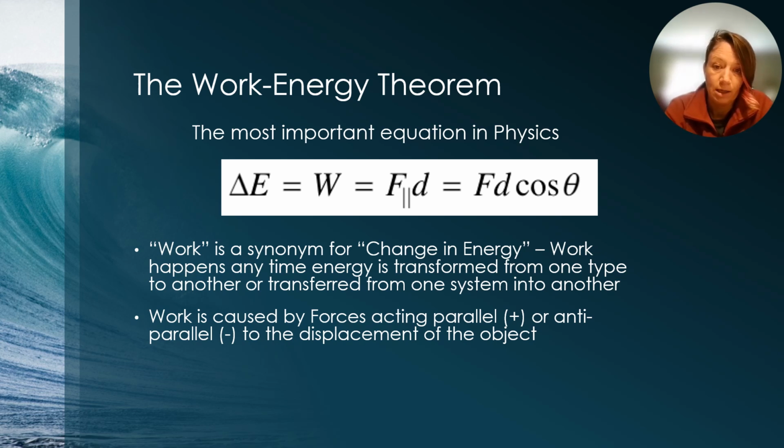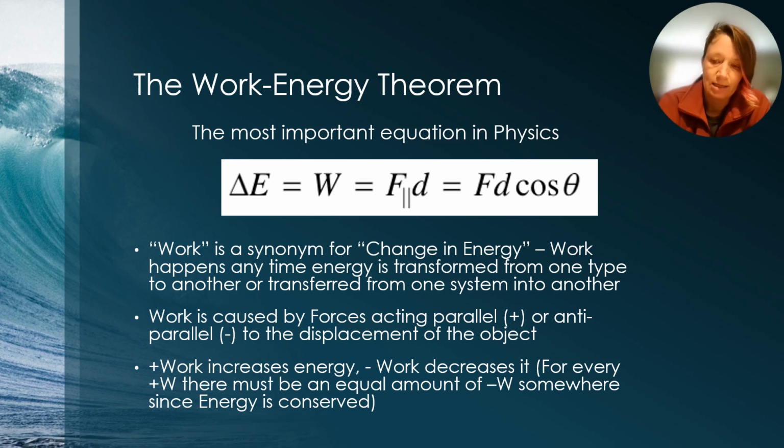But the F with those little parallel signs and D says that work is equal to the force in a parallel or anti-parallel direction to the distance that an object moves. So work only happens when objects are moving, and the amount of work will always be equal to the amount of force being pushed on the object and how far that object moves.